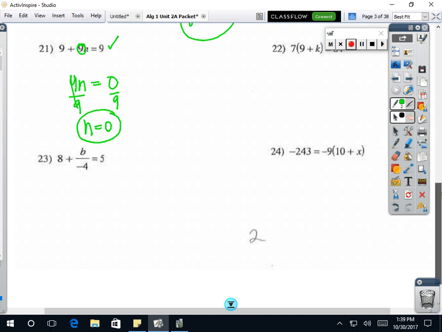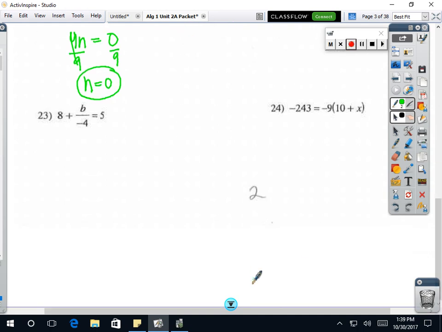All right, number 23. What should I do first? Right, first I'll subtract the 8. And so now I have b divided by negative 4 equals what? And now to get b by itself, what do I do? Those cancel out, leaving b by itself, and it equals positive 12.